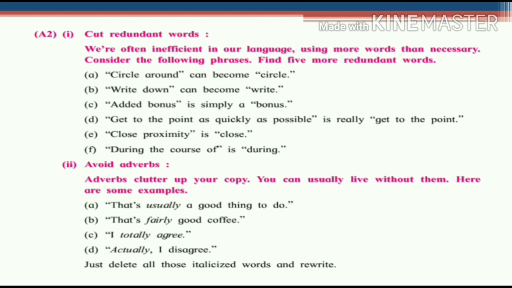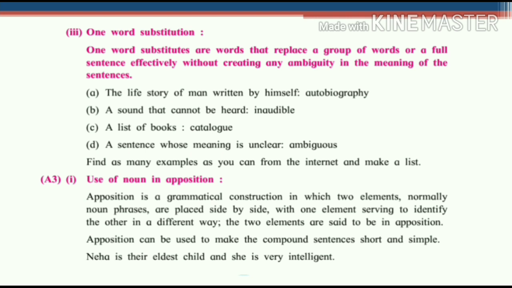Even dear student, we have the third activity, one-word substitutions. So better don't try to use many words. If a substitution word is available, better use it. Autobiography, the single word is sufficient to explain the life story of a man written by himself. Or inaudible, for a sound that cannot be heard. Or catalog, for a list of books. Students, if you have substitute words, definitely your summary writing can become very concise and brief.